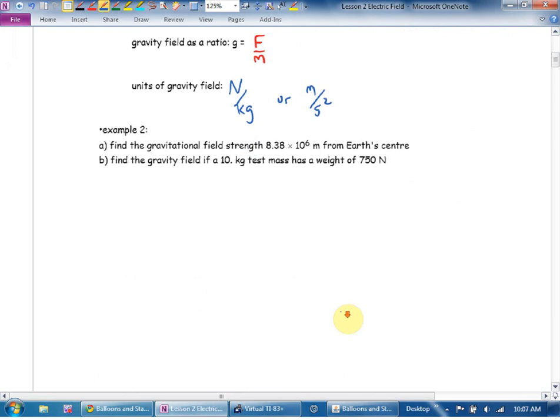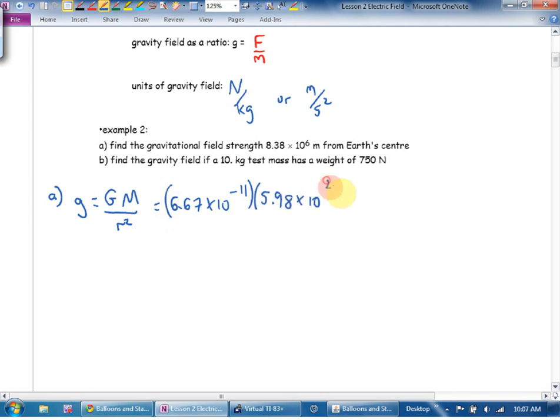Okay? For example, if you wanted to find the gravitational field strength that far from the Earth's center, you would say this. Gravitational field strength is big G, big M, over R squared. It's 6.67 times 10 to the negative 11. The Earth's mass is 5.98 times 10 to the 24th. This is the big letter M because it's the planet that's sending out the gravitational field. Divided by 8.38 times 10 to the 6th squared. What's g that far from the center of the Earth? Can someone crunch the numbers, please?